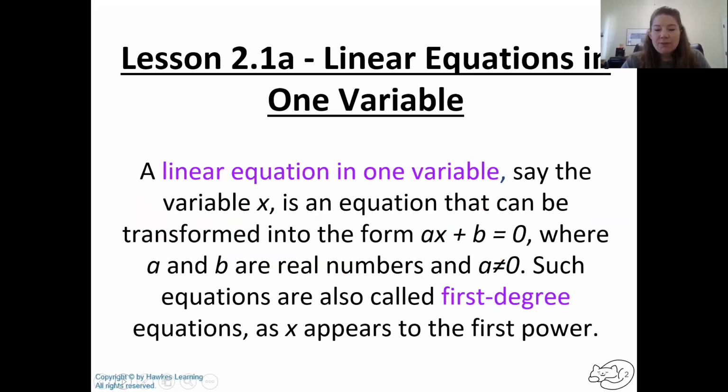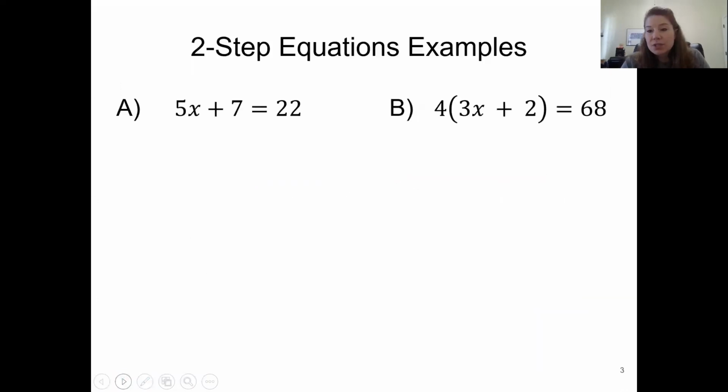So your first section for this evening is 2.1a, linear equations in one variable. A linear equation in one variable, say the variable x, is an equation that can be transformed into the form a times x plus b is equal to 0, where a and b are real numbers and a does not equal 0. Such equations are also called first-degree equations, as x appears to the first power. In other words, if you don't see an exponent, that means the exponent is 1. So when we're talking about linear equations, our variables only have an exponent of 1, which of course, when it's written that way, you don't actually see the exponent.